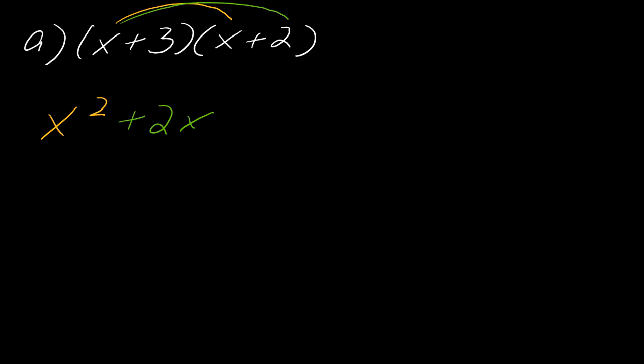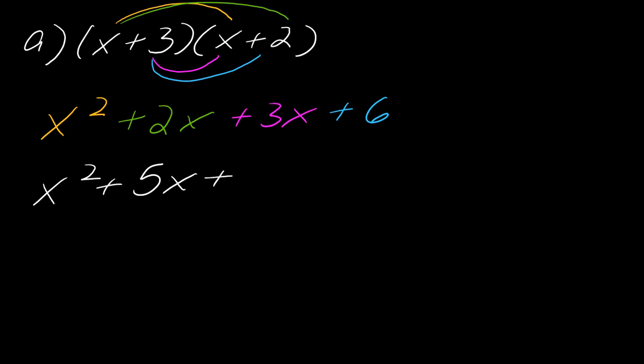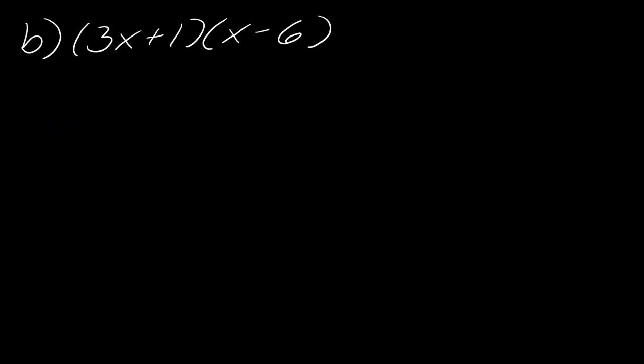Now I can pivot to the next term and take the 3 times the x, so that's 3x. And then the 3 times the 2, so 3 times 2 is 6. So here's what I'm left with in this problem. This becomes x squared plus 5x plus 6. Very similar to the other one, I've just realized. Okay, if you feel like you've got the idea down, I highly recommend that you pause here, try B, and then hit play when you're ready.